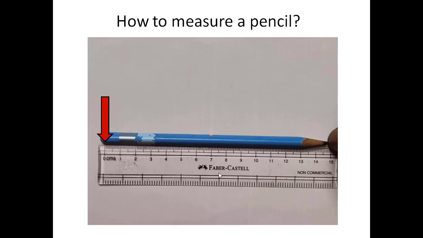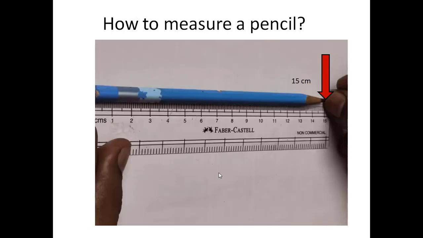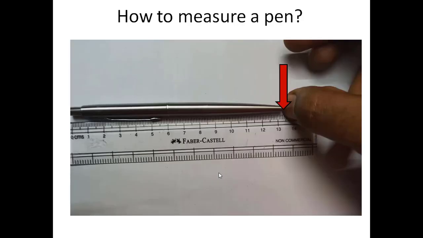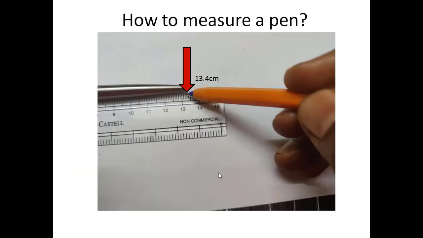How to measure a pencil? Take a centimeter scale where the 0 centimeter mark is shown, and keep the pencil there, and the end point is 15 centimeter, which should be marked. In the same way, how to measure a pen? The 0 centimeter mark is there. From there we need to take the pen's end point, where the 13.4 subdivision is there. So we need to mark the 13.4 subdivision.